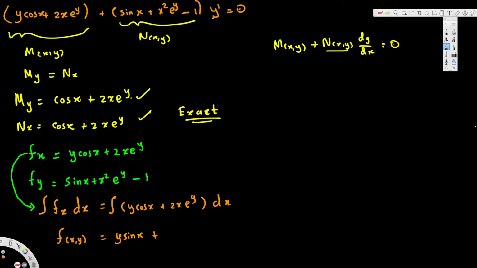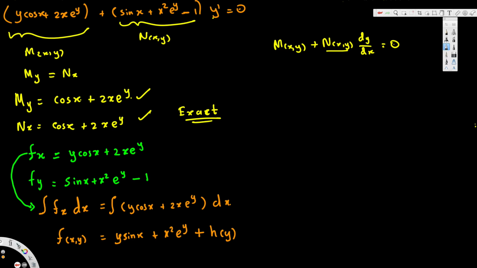and the integration of 2x e power y, because y is a constant. We are doing the integration with respect to x, so this is going to be 2x square divided by 2. 2 cancels, so we will get x square e power y. Okay, now this is a function. Now also when we do the integration with respect to x, we have to add a function with respect to y.